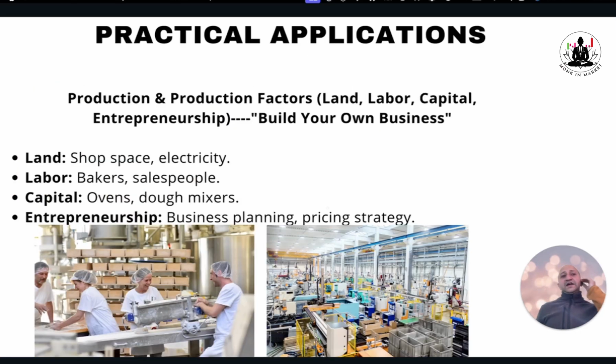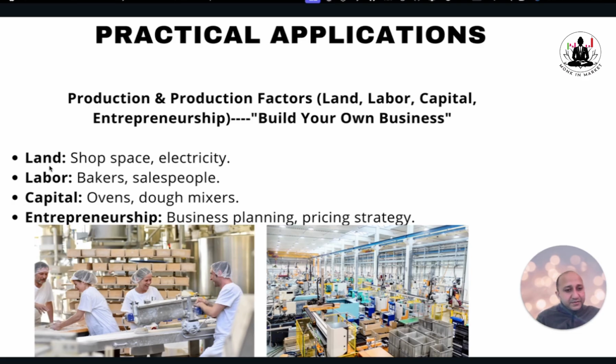All right. Now, guys, coming to the practical applications of whatever we have discussed. Now we are going to see the practical application of all the terms and concepts we have discussed till now. Now, let's start a business, guys. Production and the production factors. If I am starting a business, these are the production factors: land, labor, capital, and enterprise or entrepreneurship. If I start my own business, my own bakery, for example, I need to have land first. For land, I need a space, a shop; I need to rent it or buy it, and I need an electricity connection and water supply connection. So this is something related to land, right?